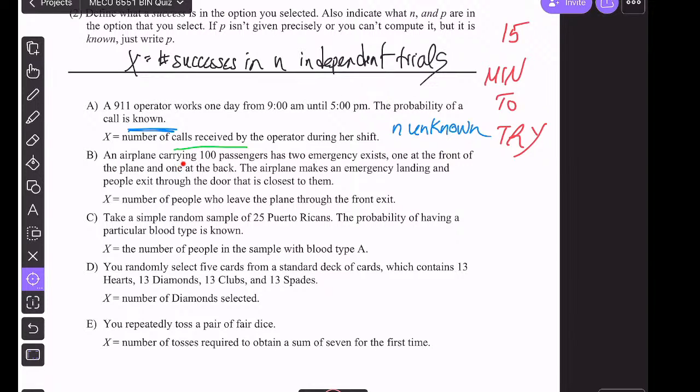An airplane carrying 100 passengers has 2 emergency exits, one at the front of the plane and one at the back. The airplane makes an emergency landing and people exit through the door that's closest to them. X is defined as the number of people who leave the plane from the front exit. So what's wrong with this? I already gave it away that it's wrong. But what's wrong with it?